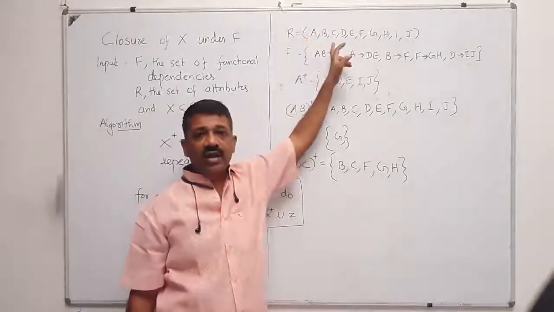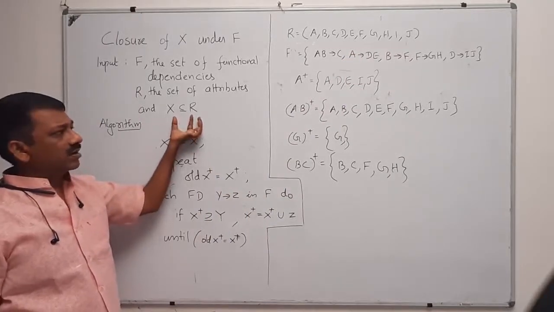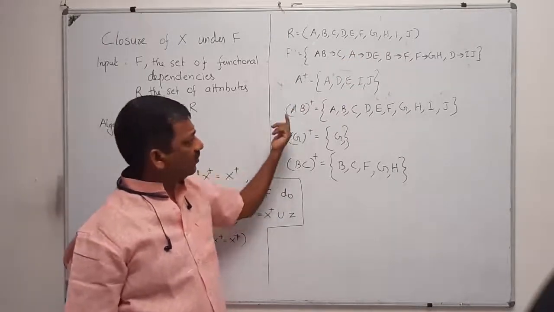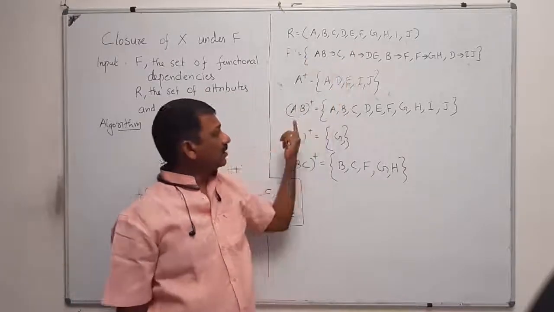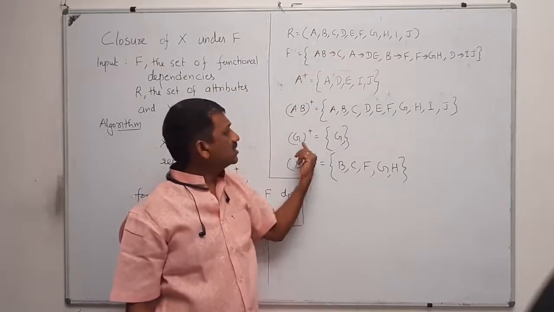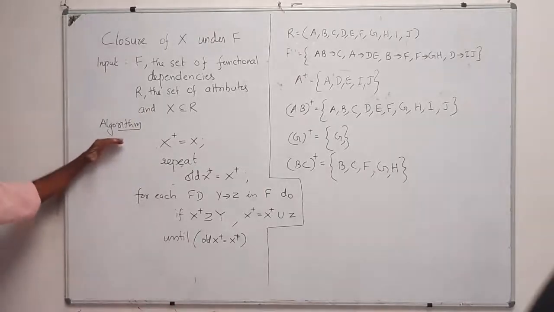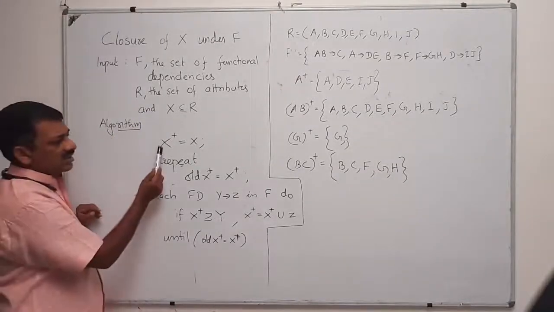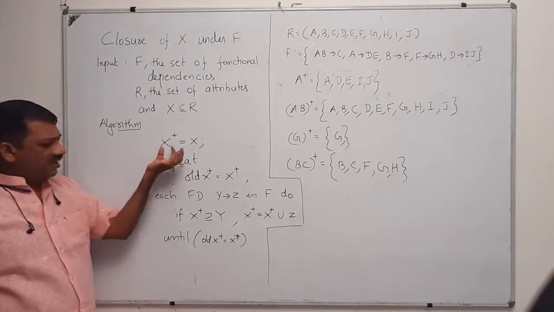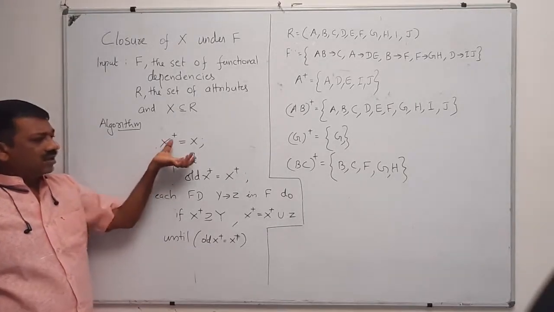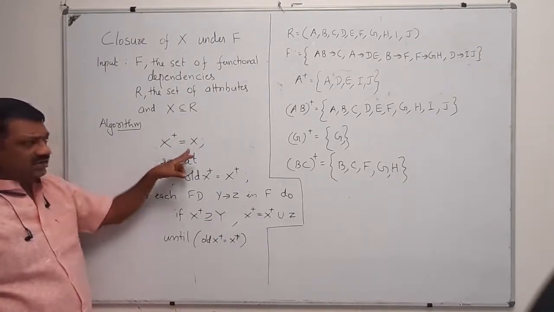This is the table, and these are its attributes, and X is a subset of R. That is the condition. And here the algorithm works like this: this is a trivial functional dependency. X plus includes X. That means the closure includes the set itself.